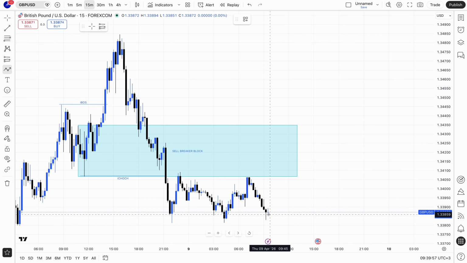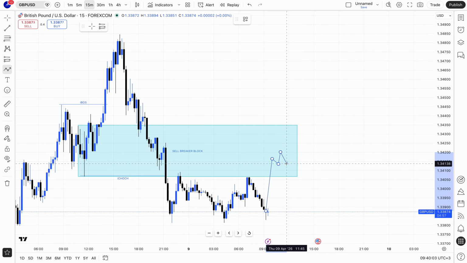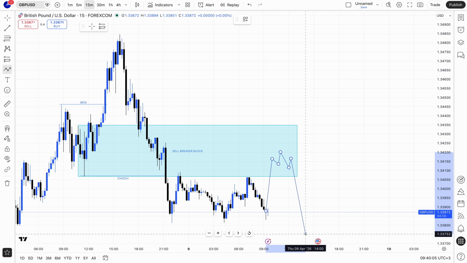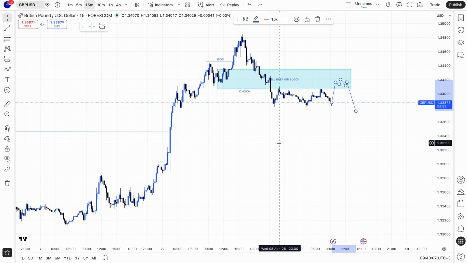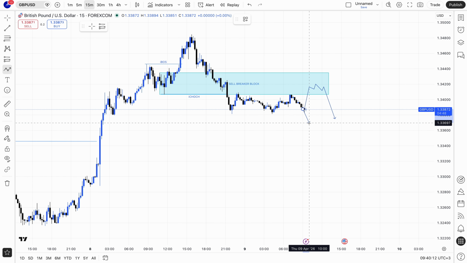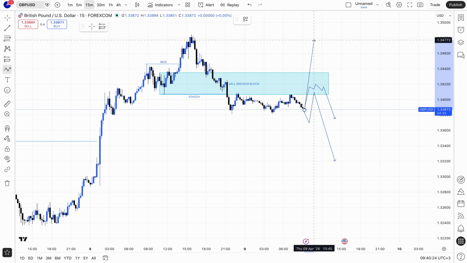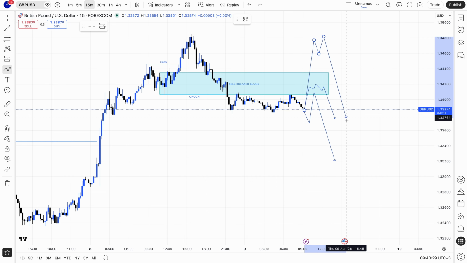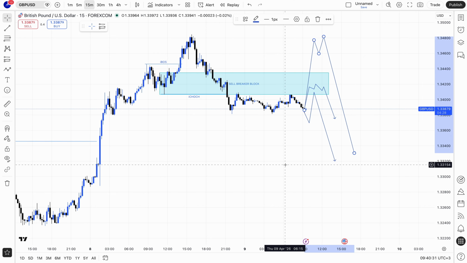Scenario number one, I'm going to wait for the price to come back here, and then I look for sell confirmation, then I will continue selling to the downside. That will be scenario number one. Then scenario number two, I will wait for the price to break here and create another break of structure to the downside. Then I wait for the price to come back here. Then I look for sell confirmation. Then scenario number three, if the price comes back here, I'll look for sell confirmation around here. Then a continuation to the downside.